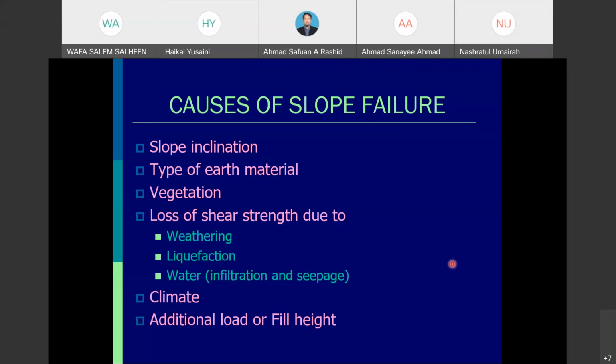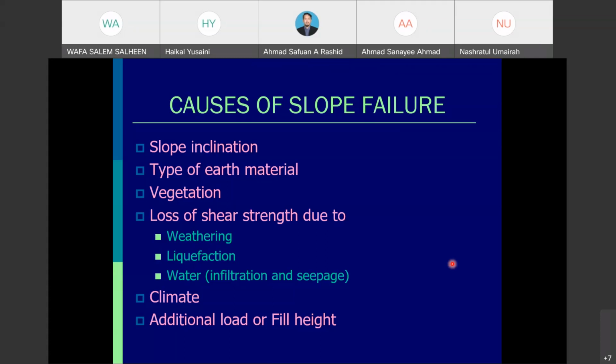Climate change also contributes to the cause of slope failure, because nowadays we can feel that the temperature is getting hotter, and at the same time the rainfall intensity is increasing with time.